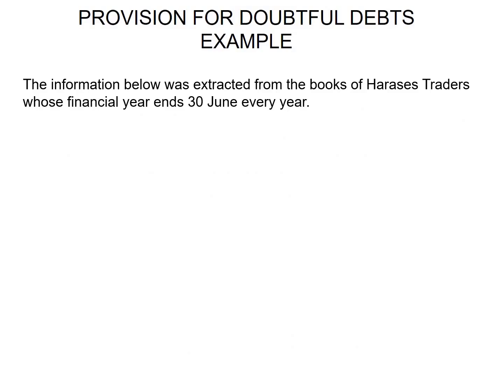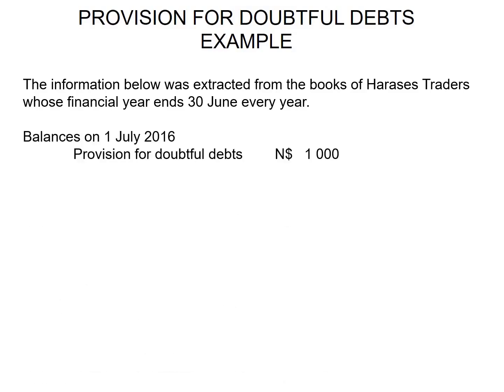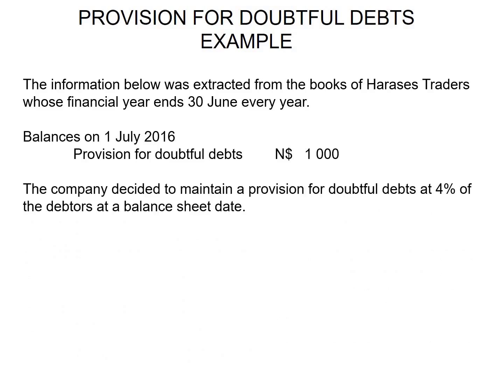The information below was extracted from the books of Trx traders whose financial year ends 30 June every year. The balance on the 1st of July 2016 was $1,000 million for the provision for doubtful debts. The company has decided to maintain a provision for doubtful debts at 4% of the debtors at a balance sheet date.